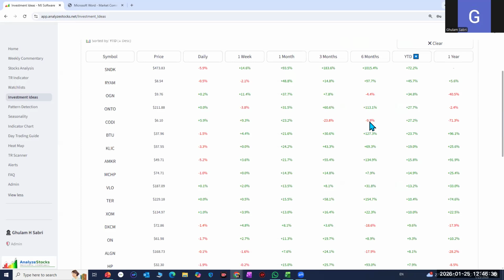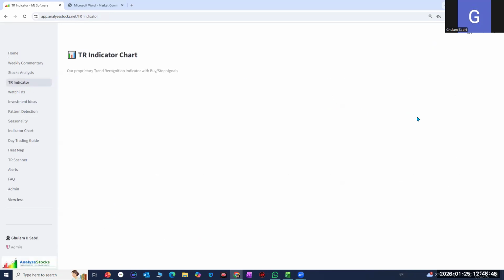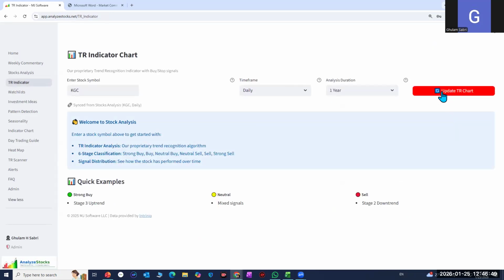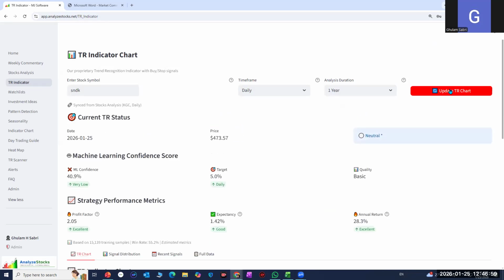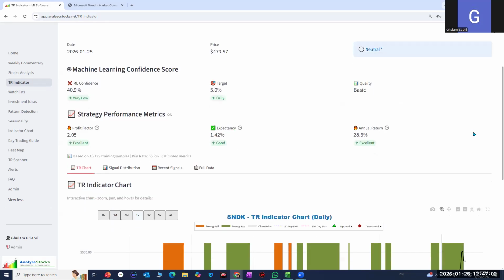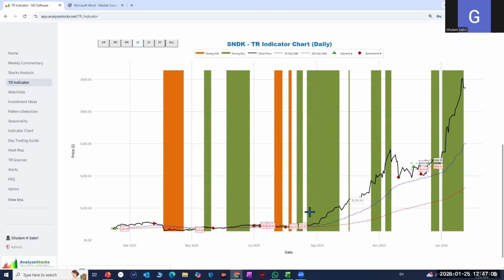So pick a few which interest you, analyze those through the TR indicator and the TR combo indicator with Ichimoku, and try to find something like this, which we just explained. What was that? SanDisk. When you are within 5% of the buy point, and a strong green zone appears, something like this. So that's step two: look into the TR indicator.